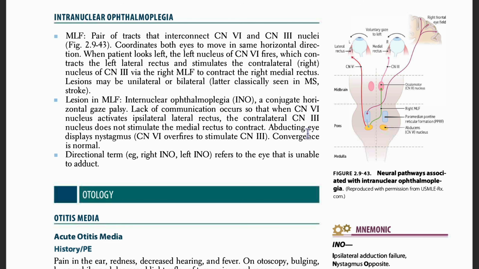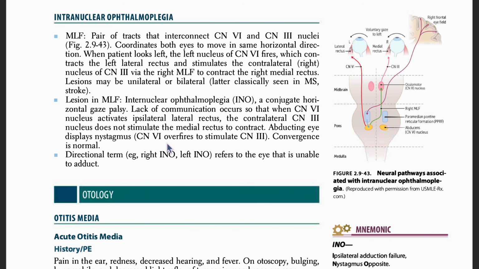Abducting eye displaces nystagmus. So cranial nerve 6 overfires to stimulate cranial nerve 3, right? So you're going to start seeing nystagmus on this side because this one is damaged. This one doesn't know what to do yet, that this one is looking this way. This one's not getting the signal. So this side is going to send to the brain that I'm doing this. Why is this one not doing it? So this one's going to overperform, and that's what nystagmus comes from, and you get the palsy there.